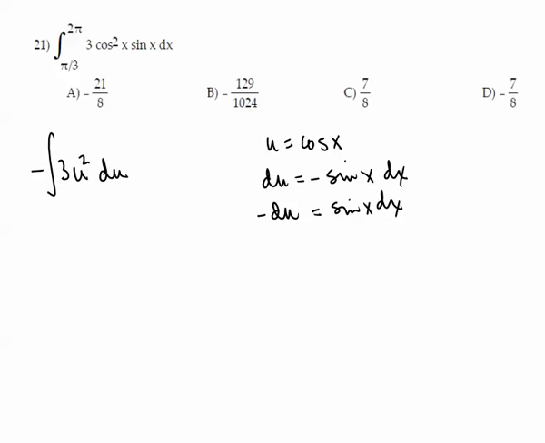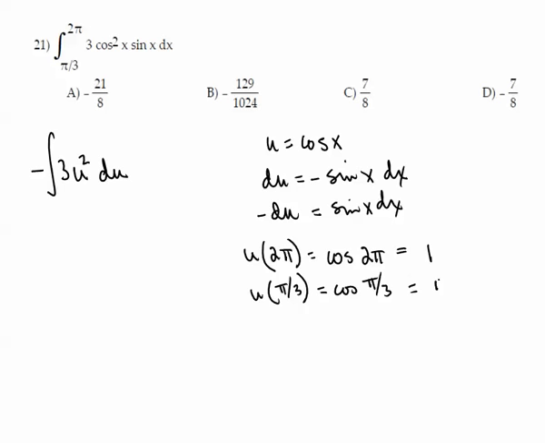And we do have to worry about our limits of integration. Since those are x values, we need to convert them to u values. And so when x is equal to 2 pi, u would be cosine of 2 pi, which is 1. When x is equal to pi over 3, then cosine of pi over 3 would be 1/2. So our new limits are 1/2 to 1, and we're ready to integrate now.